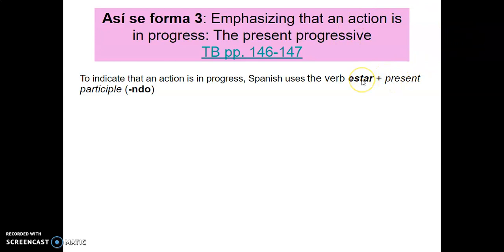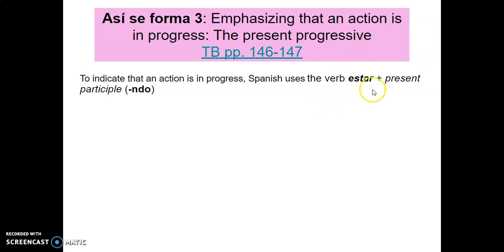Estar means to be. So if we think of it in terms of when we conjugate estar, yo estoy, tú estás, él está, nosotros estamos, ellos están, then we remember that what we're saying is I am, you are, he is, we are, they are. So we have to use the verb estar when we're forming the present progressive. So when they say like, I am speaking, estoy hablando, okay?